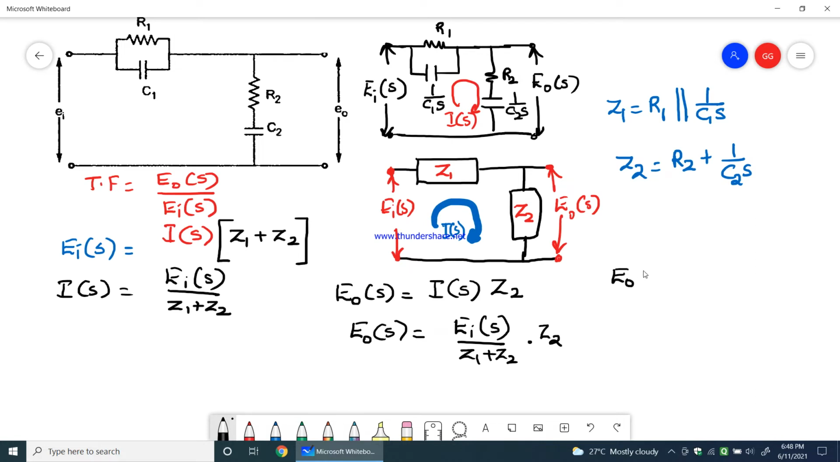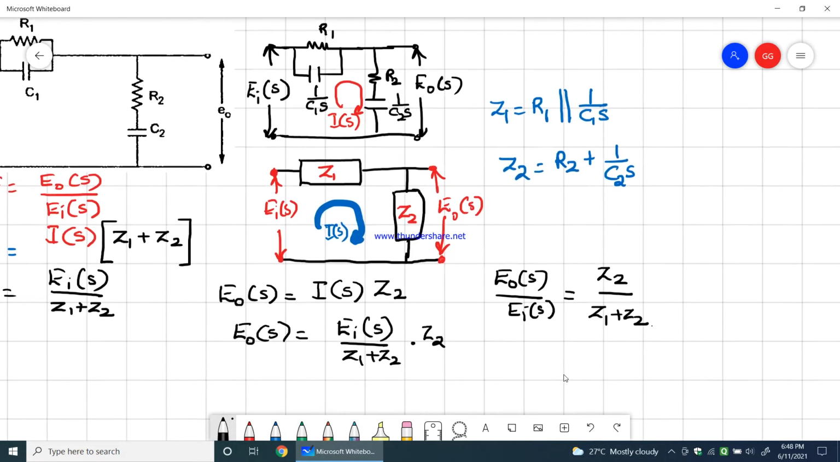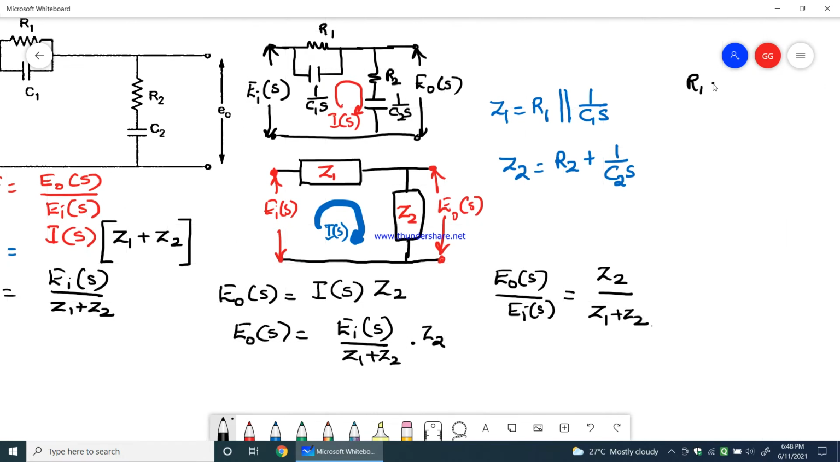Therefore E out of S by E in of S would be equal to Z2 divided by Z1 plus Z2. Now what is Z1? Z1 is R1 multiplied by 1 over C1S divided by R1 plus 1 over C1S. You take the LCM, C1S, so both numerator and denominator C1S get cancelled. You will be left with Z1 equal to R1 by 1 plus C1 R1S.